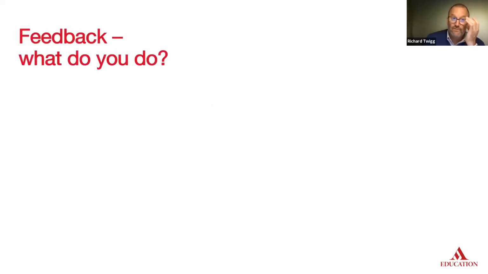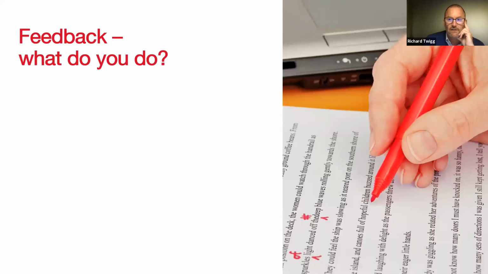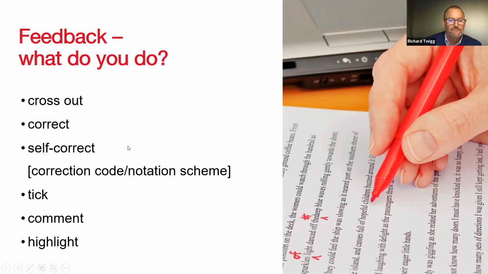So let's move on to feedback. So we've worked through, we've got our students to produce a piece of writing. Now, what do you do when it comes to feedback? So most teachers, out comes the red pen. We start correcting, we start annotating, we start scribbling. So what kind of things do you do? Do you do any of these?